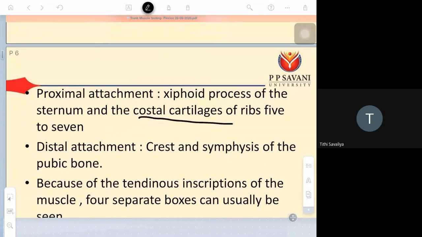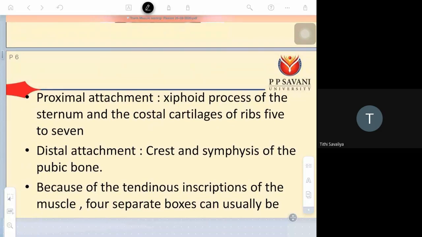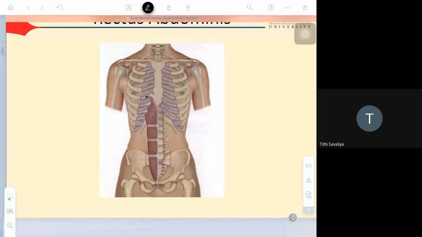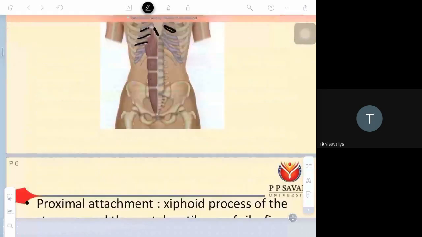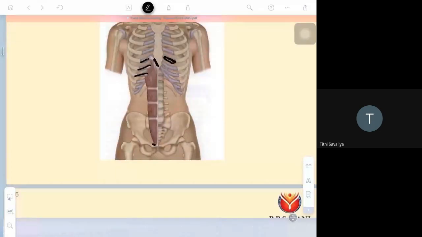So what is the origin? Xiphoid process of the sternum and the costal cartilage of ribs 5, 6, 7. From here to here it is costal cartilage. So this is the proximal attachment. Distal attachment: crest and symphysis of the pubic bone, this area.